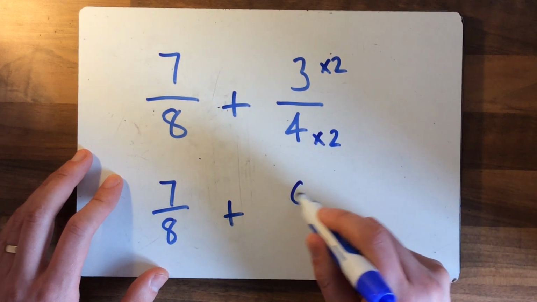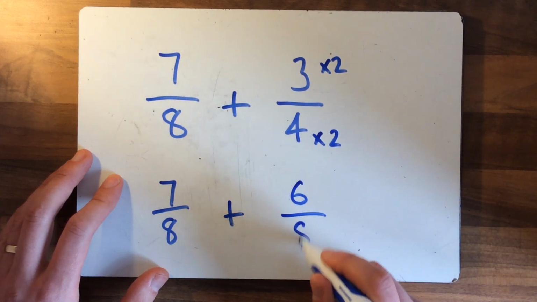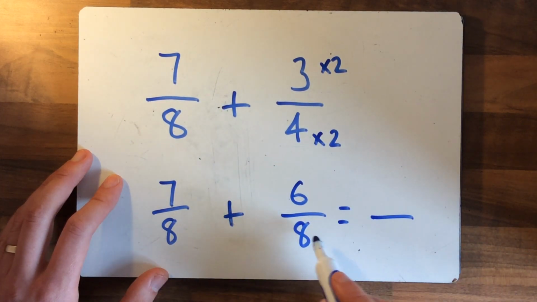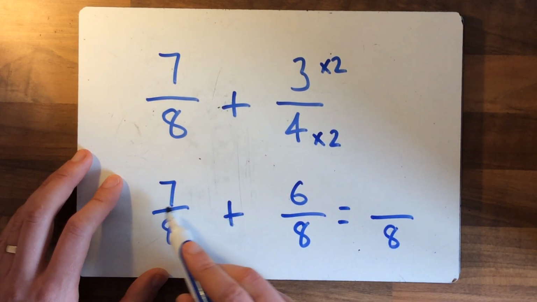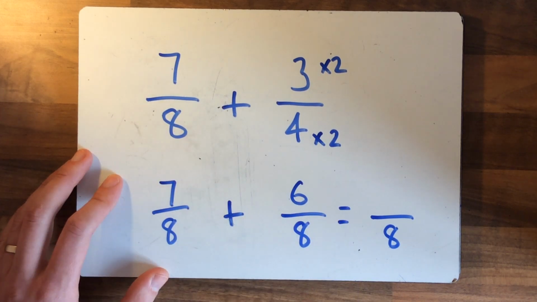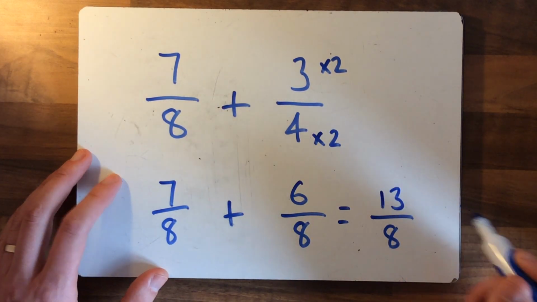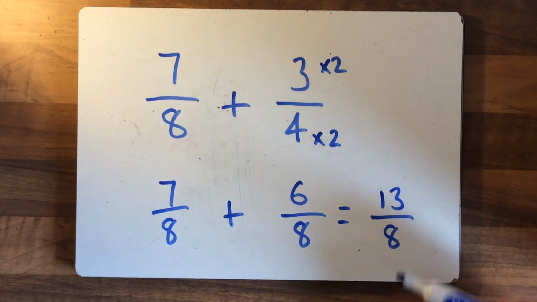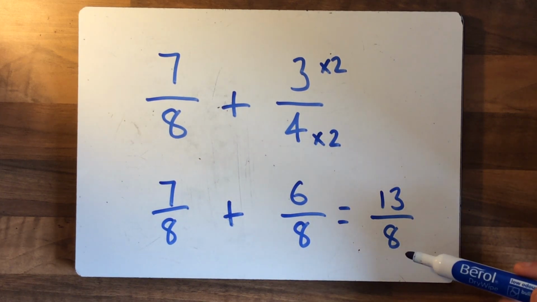3 times 2 is 6, 4 times 2 is 8. And now we can begin to solve this. So remember that the denominator stays the same, so we just add the numerators to get 13. Now this answer by itself is perfectly acceptable. It's a correct answer, 13/8.